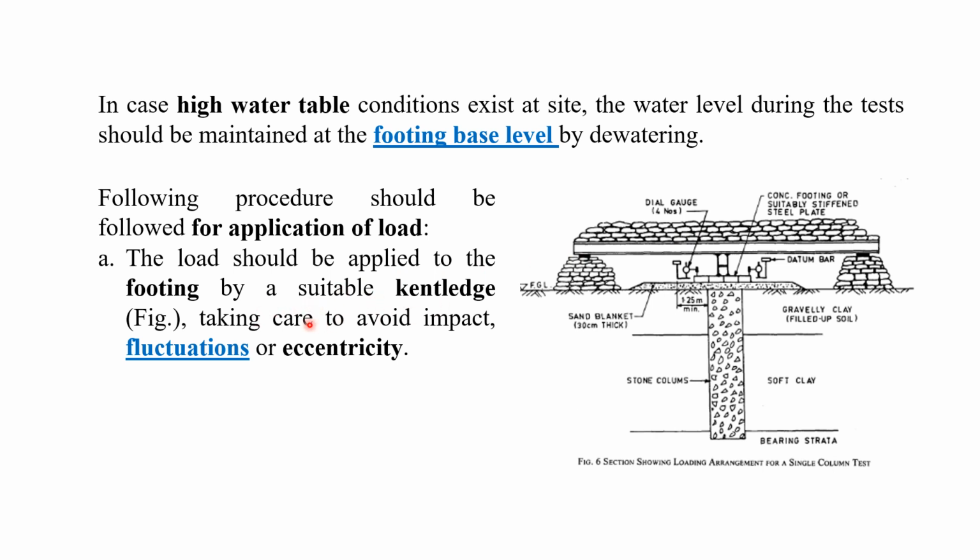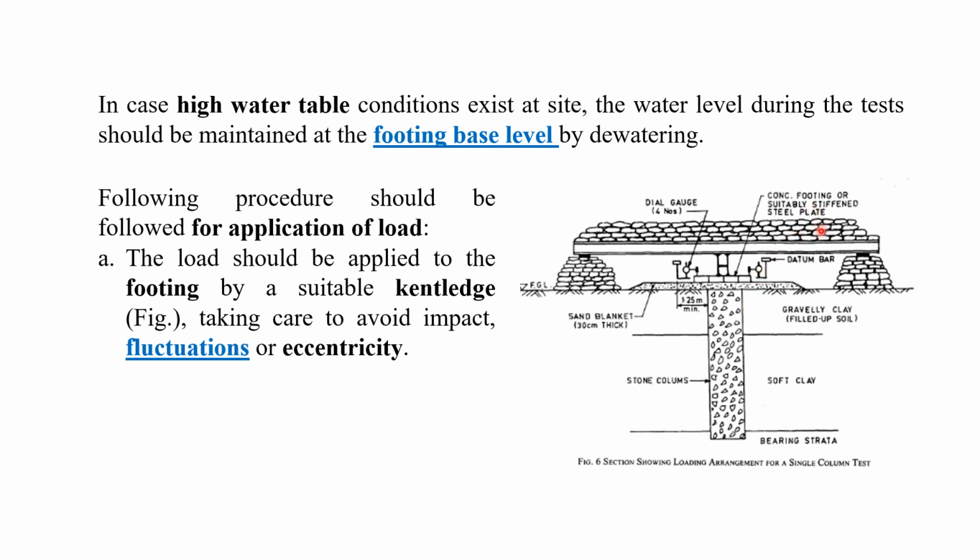So suitable kentledge, taking care to avoid impact, fluctuation or eccentricity. This is very important terminology, fluctuation and eccentricity. That means this is a stone column, this is a granular blanket, above that footing is there, which may be a steel plate or the concrete footing, right? Above that column is there. Above column we have put the girder, right? By giving the support with these sandbags. And above that we have to place the sand kentledge in such a way so that it should not create the eccentricity.